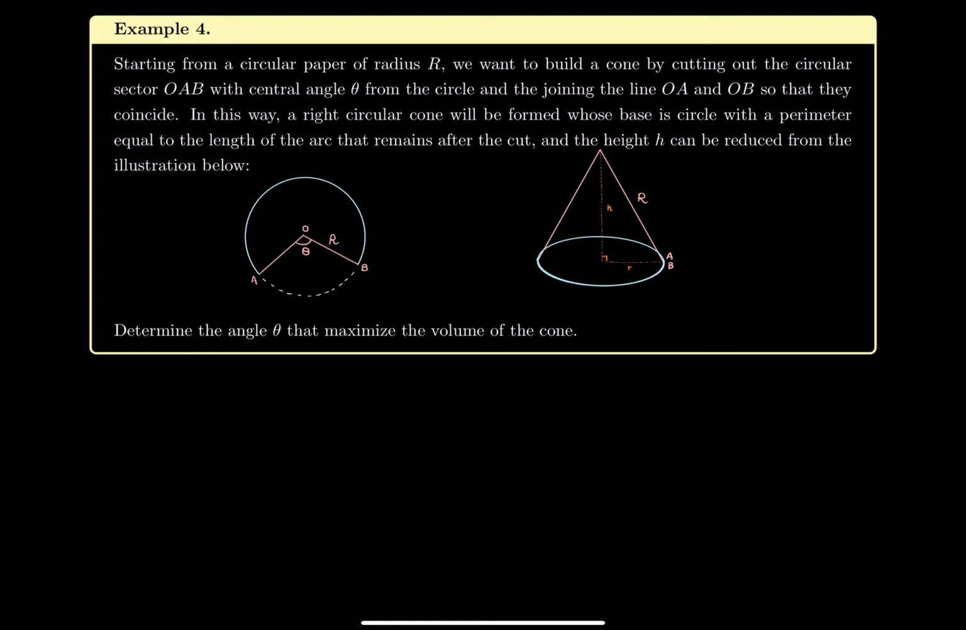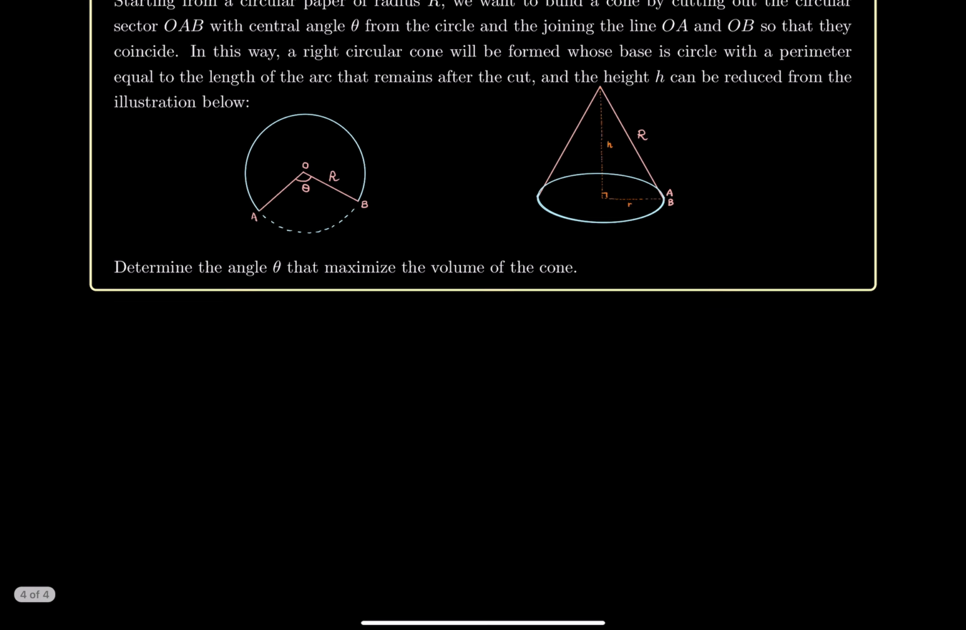And then they ask you to determine the angle theta that maximizes the volume of the cone. Alright, so I need to maximize the volume of this, and we know that the volume of this is 1/3 pi r squared times h. So this small r is unknown, this h is unknown, so we don't really know much yet, but we can use what's given here to put them together.